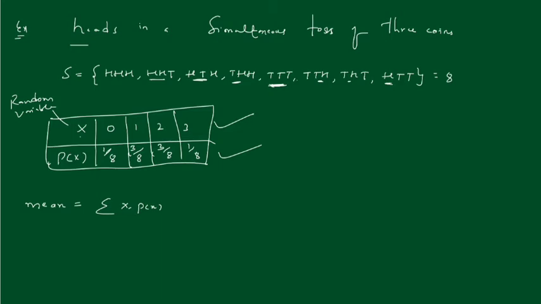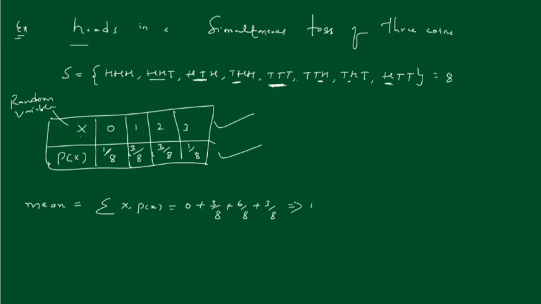Summation x into px. It is nothing but x into px. Just multiply here. What do we get? 0 into 1 by 8 is 0. 1 into 3 by 8 is 3 by 8, plus 2 into 3 by 8 is 6 by 8, plus 3 into 1 by 8 is 3 by 8. So what do we get?